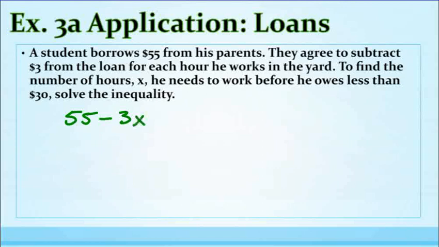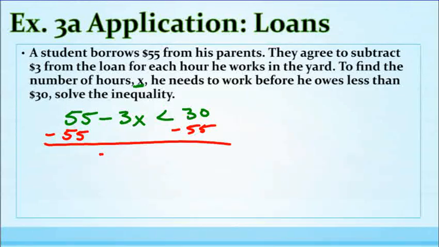They agreed to subtract $3 from the loan for each hour he works. So 3x, because the number of hours is x. To find the number of hours he needs to work before he owes less than 30, it has to be less than $30. We want to find that out. So there's our inequality. To get negative 3x by itself, I'm going to subtract 55 on both sides. And I have negative 3x is less than negative 25. To get x by itself, I'm going to divide by negative 3.